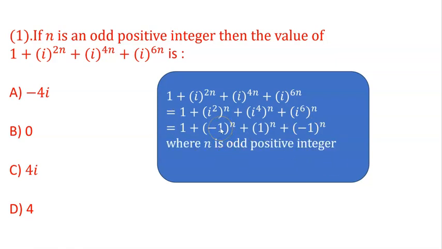Here n is an odd positive number, and therefore minus 1 raised to this odd number is again minus 1. 1 raised to n is again plus 1. Minus 1 raised to this odd number is again minus 1. And hence we have here 1, minus 1, plus 1 and minus 1.